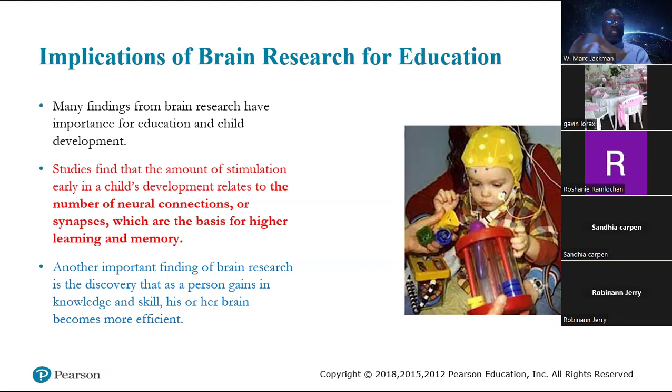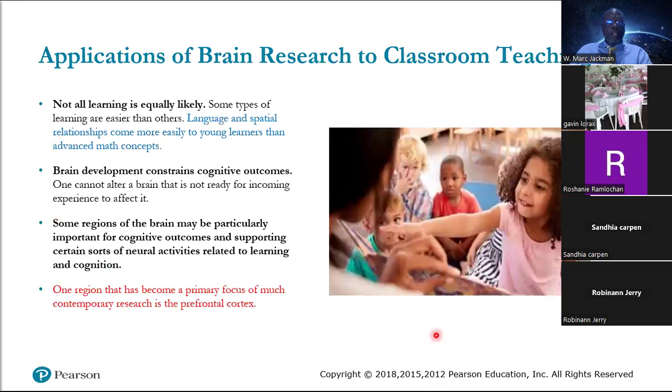Another important finding of brain research is the discovery that a person gains knowledge and skill as his or her brain becomes more efficient. And that's where you're talking about the experts versus the novice, right? So there are applications of brain research to education or in the classroom.